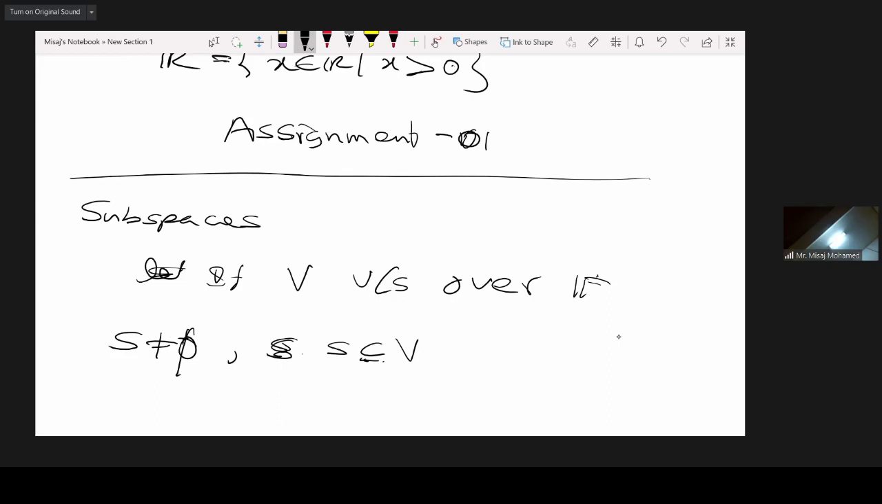I will give the definition perfectly. Does anyone understand? Can someone tell me properly, in English or Sinhala or Tamil? Subspace of the vector space.